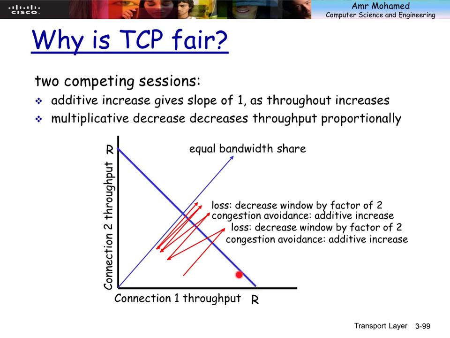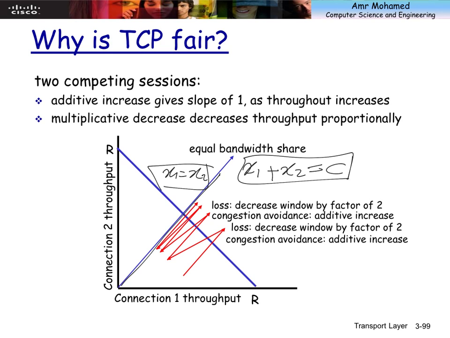If we assume that connection 1 has x1 and connection 2 has x2, then this line is basically x1 plus x2 equals the capacity. And this other line is basically x1 equals x2.